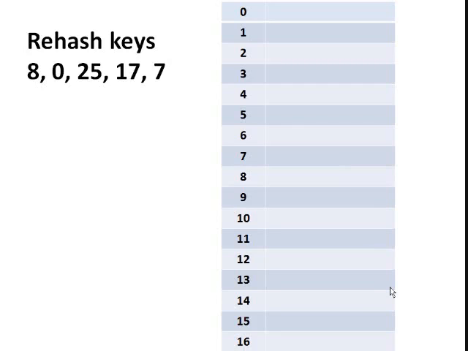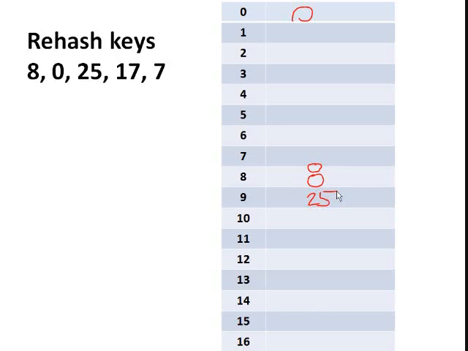So 8 modulo 17 is 8. So we'll just put 8 there. 0 modulo 17 is 0. So we'll put 0 there. And 25 modulo 17 is 8. Since 8 is already occupied, using quadratic probing, we'll try first the next cell if it's empty. And since it's empty, it's safe to put 25 here.